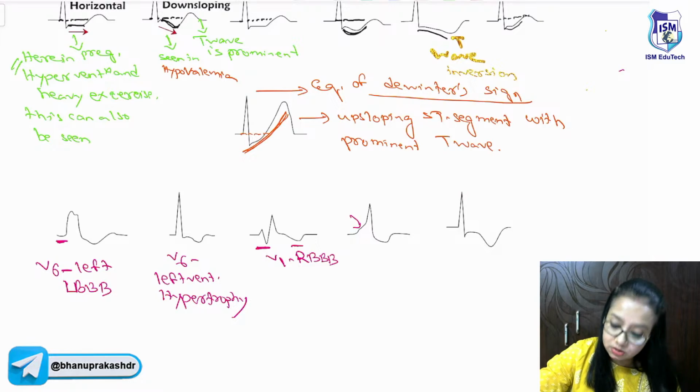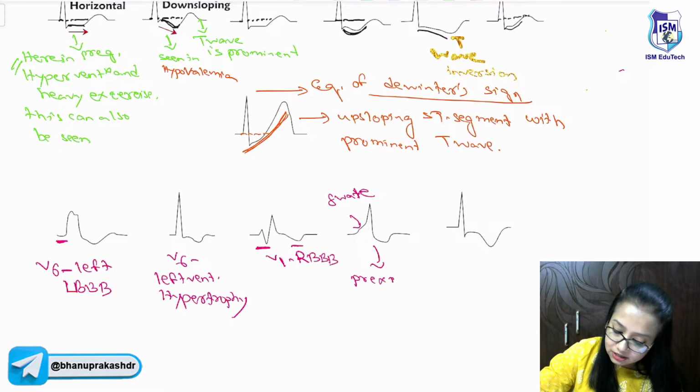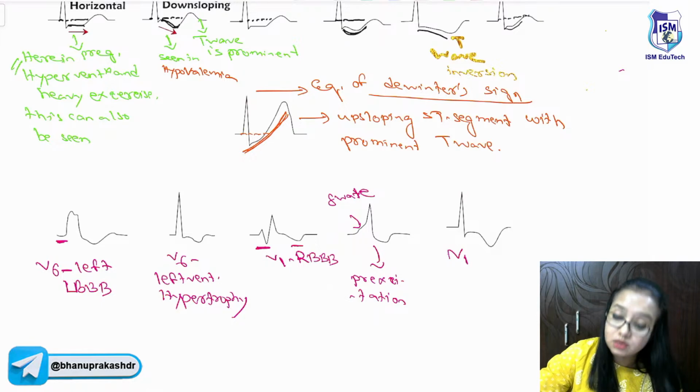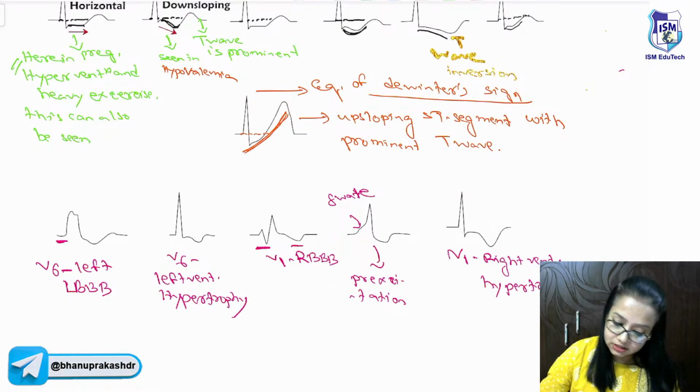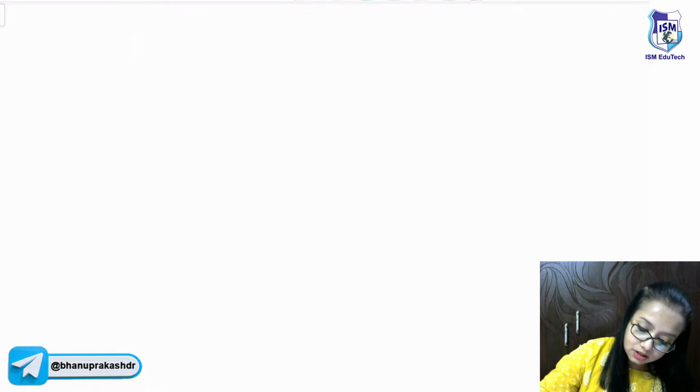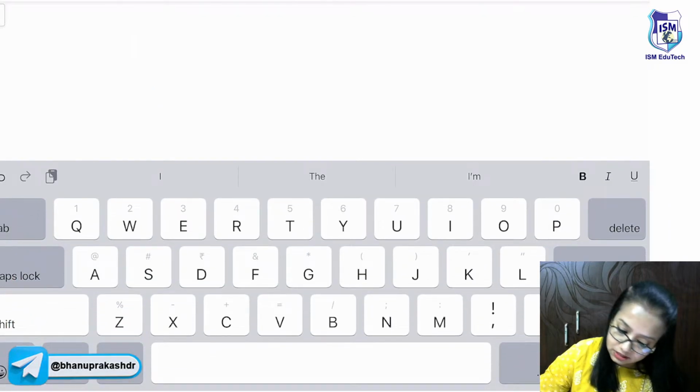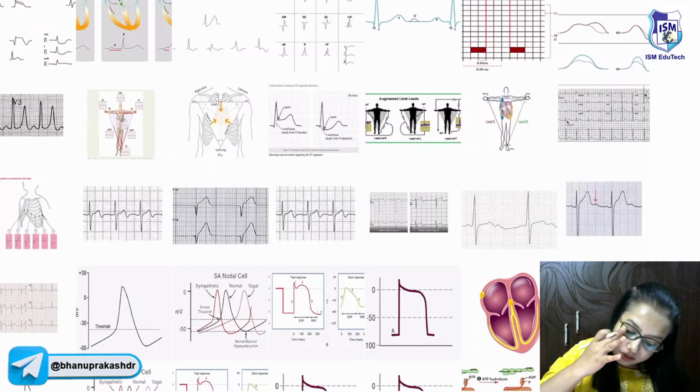This one should remind you of the delta wave. So this is an example of pre-excitation, and this is a typical picture of the V1 lead showing right ventricular hypertrophy. These are a few examples of the ST segment depression. Now, in the same way, we will study some examples of the ST segment elevation.